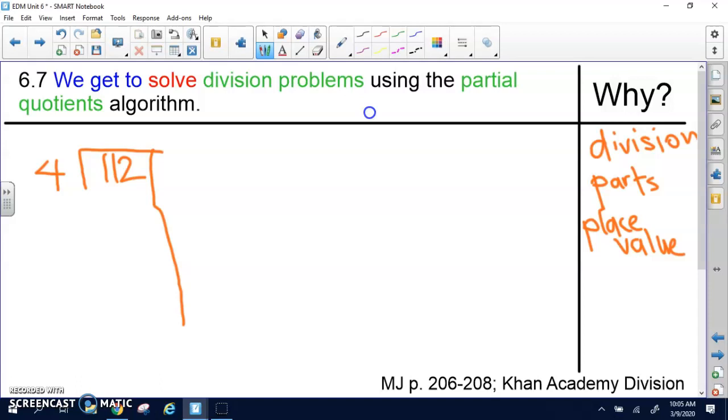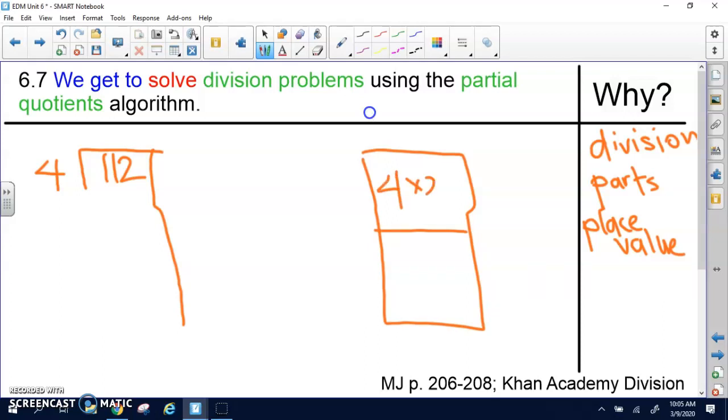So last week we did it a little bit like this, right? We found a benchmark number. So like we would do 4 times 25 is 100, right? I know several of you did it this way, which I like. 4 times 25 is 100. And then what was left over, we had to do 112 minus 100. And we ended up with 12, right?